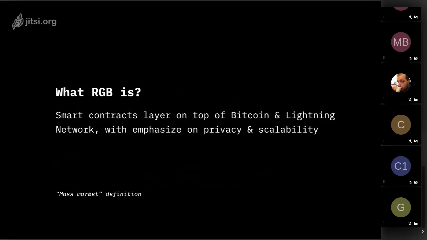So what is RGB? In the very simple way of explaining, it is a smart contract layer on top of Bitcoin and Lightning Network, with a strong emphasis on privacy and scalability. And while it's a mass market definition, I may say that if you are technically skilled, you will eventually find that nearly each word of this definition is wrong. So it allows you to explain to journalists and other public community what it is about.